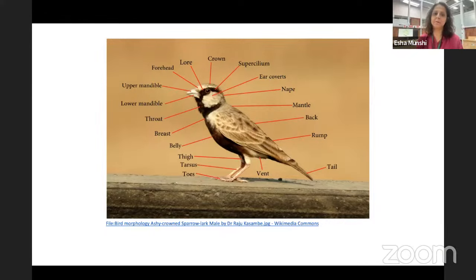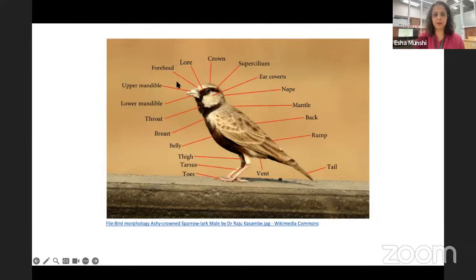So basically, except the beak, eye, and legs, everything you see in this picture is made up of feathers. One cannot imagine the variation of feathers in one single individual. That's how important feathers are. All these parts, lores and crown and supercilium and coverts and nape and back and rump and vent and throat and everything is made up of feathers, and then there are feathers inside it. Even the thighs are made up of feathers, tiny feathers.